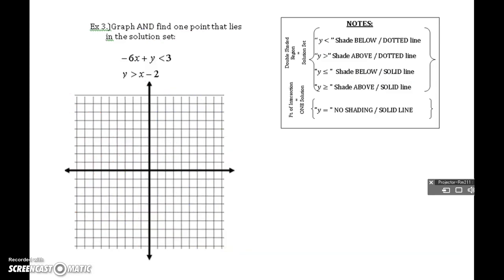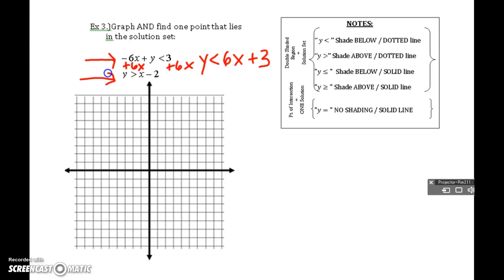Example 3 is the same thing. It says graph and find one point that lies in the solution set. I see one of my inequalities is already in slope-intercept form, but the first one is not. So I first need to put this into slope-intercept form. I need to have y by itself, which is actually really easy here because all I need to do is add 6x to both sides so that y is by itself, giving me my new inequality of y is less than 6x plus 3.